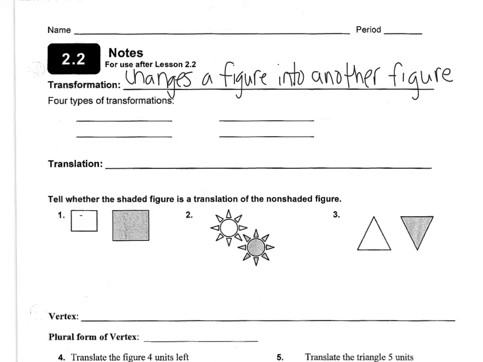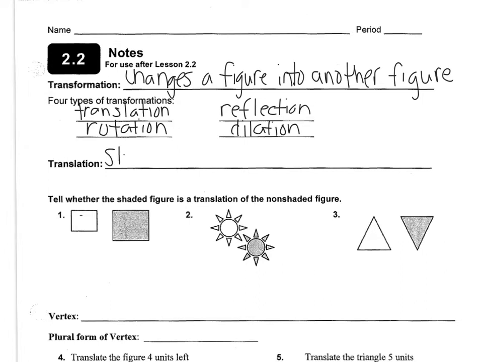There are 4 types of transformations that we're going to talk about. The first one is a translation, then a reflection, a rotation, and a dilation. We are going to start with a translation.